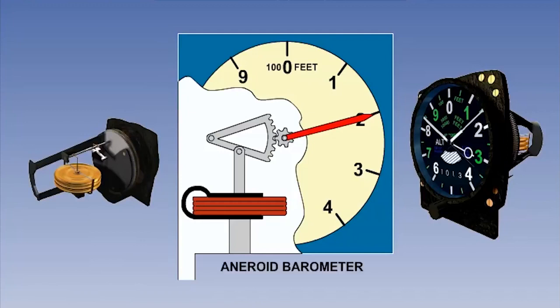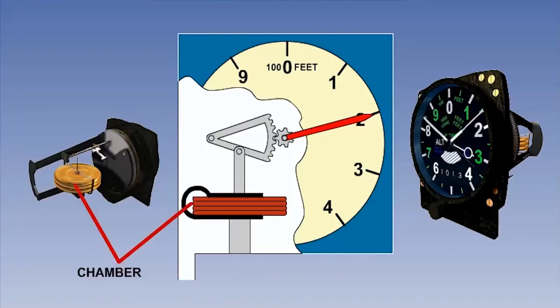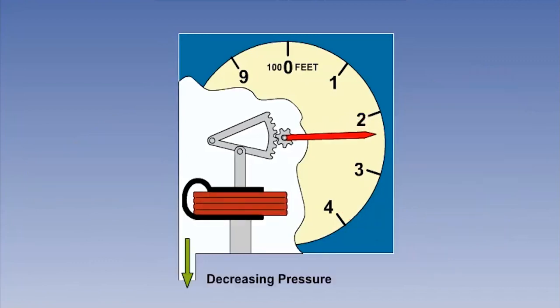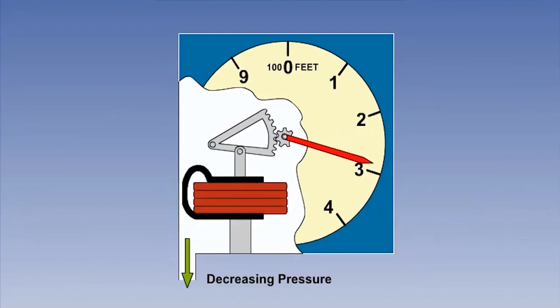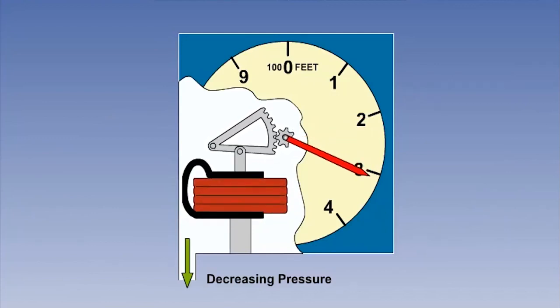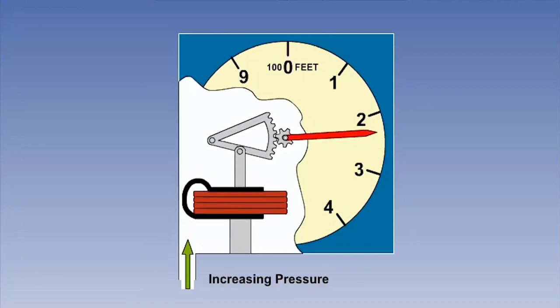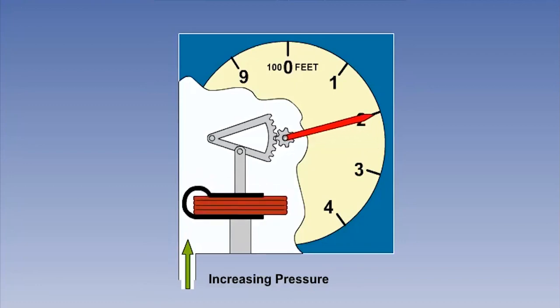It's an aneroid barometer, and therefore uses the principle that changing air pressure will cause a small chamber to expand or contract. This chamber is linked to a pointer rotating over a scale graduated in feet or meters. If we look at the diagram, we can see that a fall in outside pressure will cause the chamber to expand and turn the pointer clockwise. An increase in pressure will do the reverse. This time the chamber is compressed, causing the pointer to move anti-clockwise.